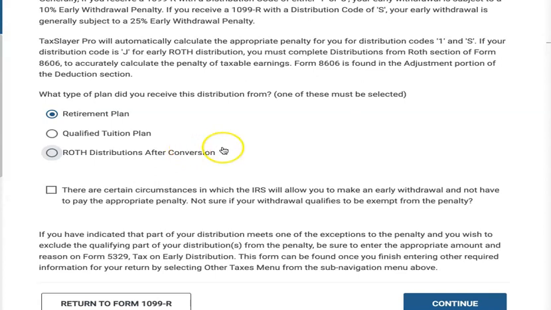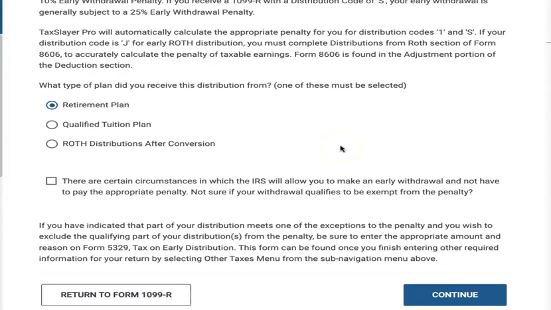So it appears that theoretically this box would be checked if there was an exception. This taxpayer here doesn't have an exception. Again, we'll talk about those in a moment because it's important to find exceptions if you can, but there are none in this case as the case was laid out. So no reason to check that box and no reason to go to the 5329.